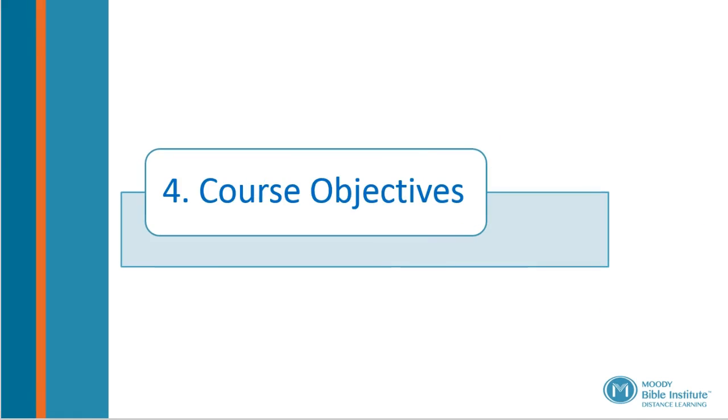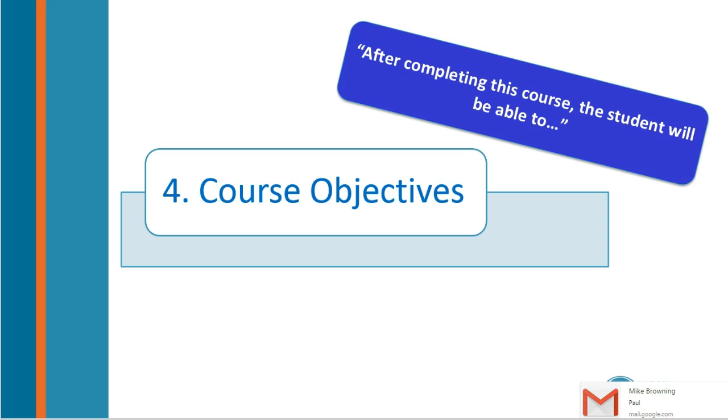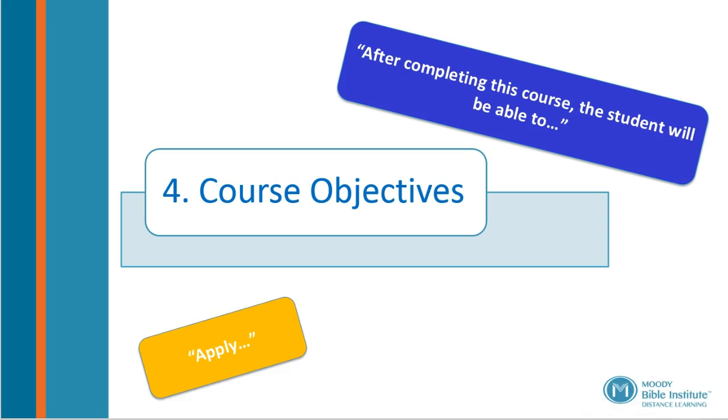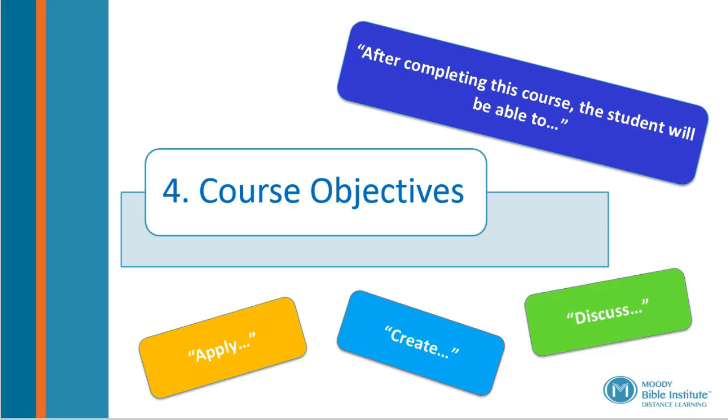The fourth step has to do with creating a list of 4 to 6 course objectives. Course objectives tell the student what they should be able to do after they have completed the course. The course objectives should complete the sentence, "After completing this course, the student will be able to apply the 8 steps of course design, create appropriate course objectives, discuss the characteristics of the adult learner." Each course objective will therefore start with a verb.